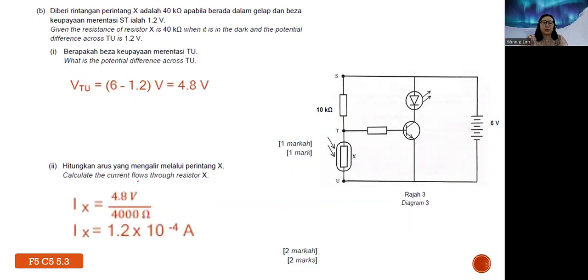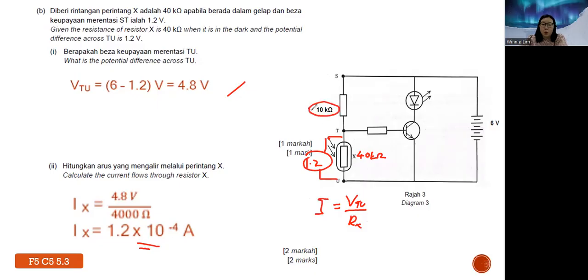For the answer scheme given here, they didn't use the idea of total. They are using partly. So what does it mean by partly? Because they give you the resistance for this one, 40 kilo ohm, and they also tell you the voltage here is 1.2. So the voltage across this part and the resistance across this part, that's why you can also use I equals V across TU over R for X, that means across this part. So you will still get the same answer. Nothing wrong, you can use either way.